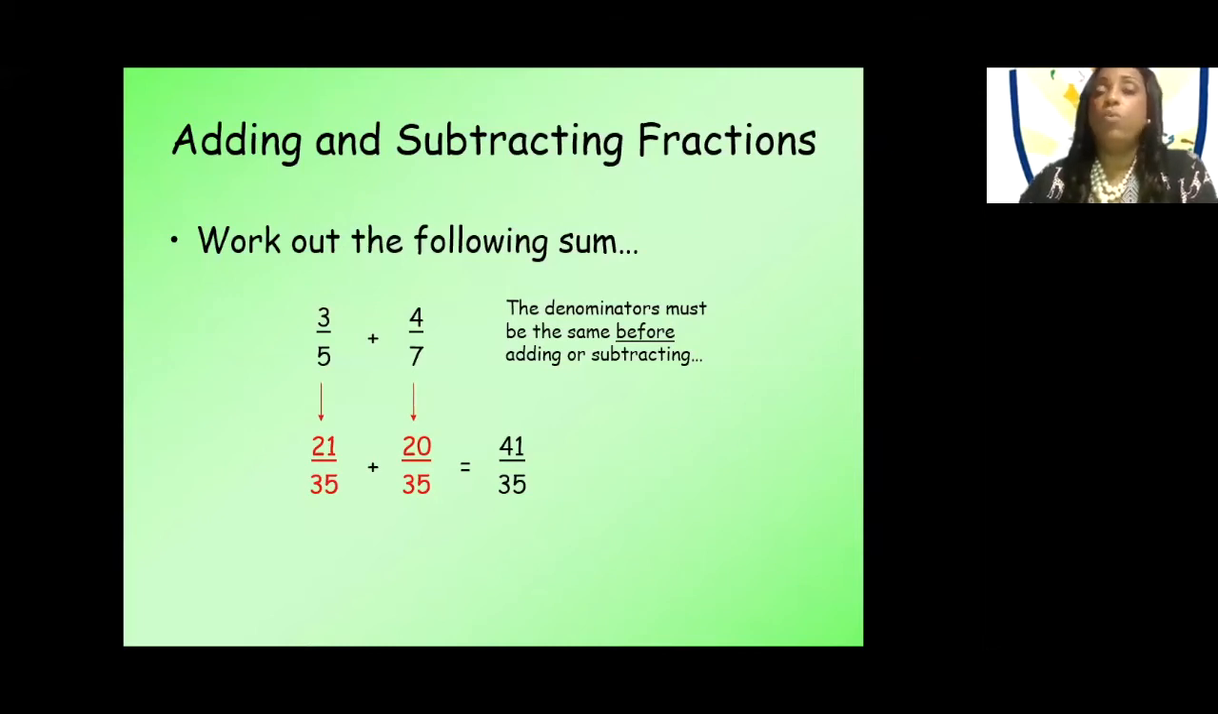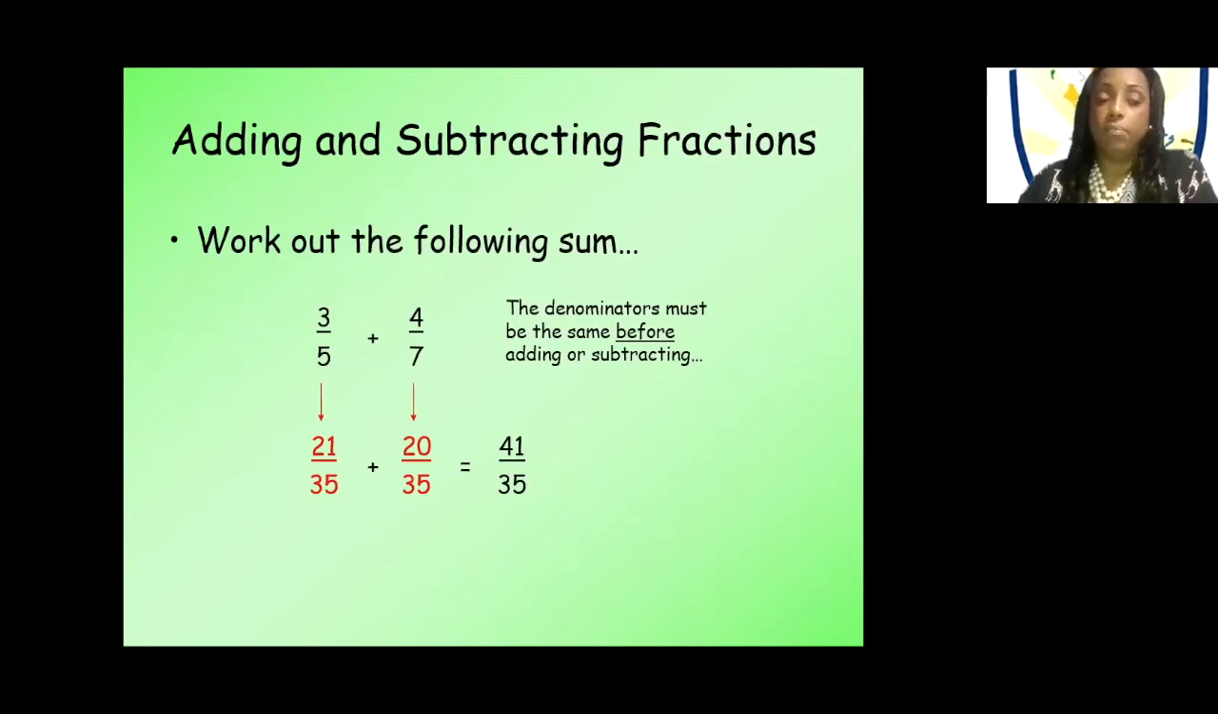Okay, now another way that you could have done this, you could have said 21 plus 20 and just put 35 one time rather than splitting it up the way that I did. But it's quite all right. It would not make your answer incorrect.